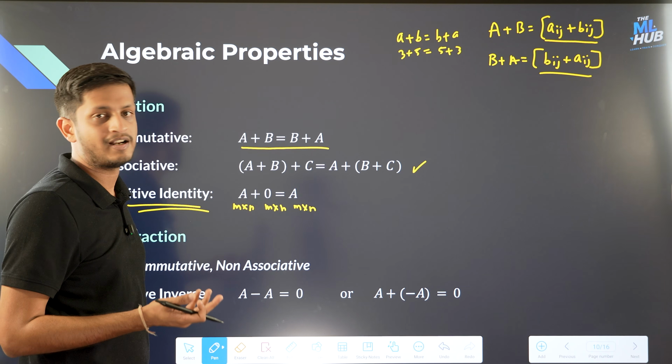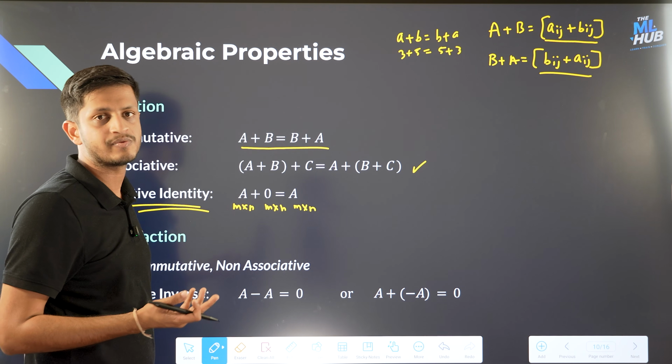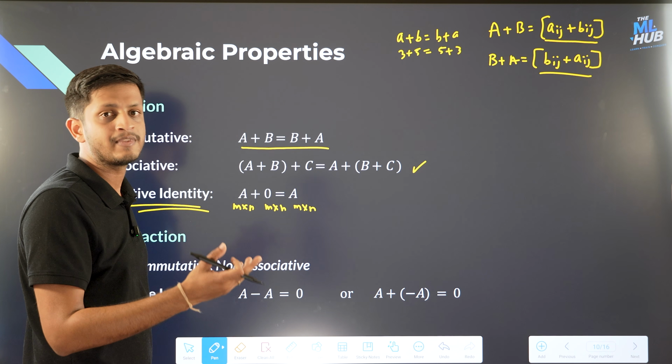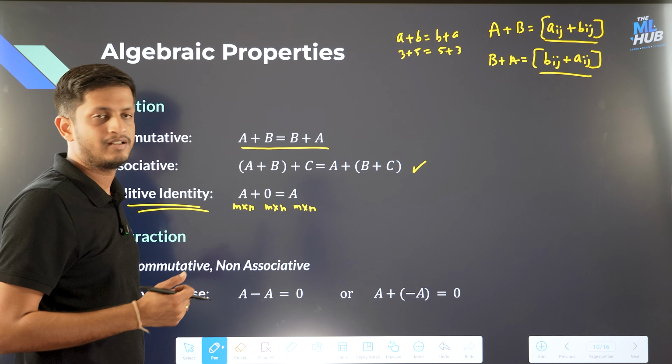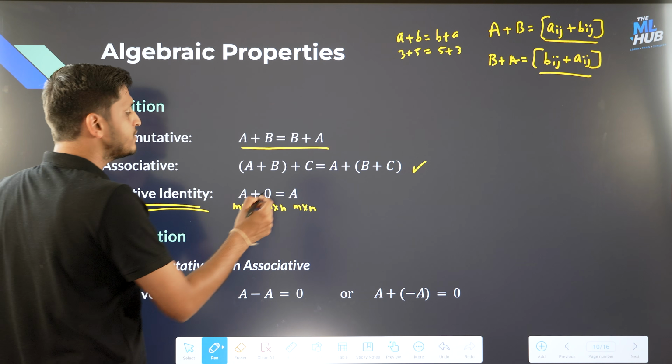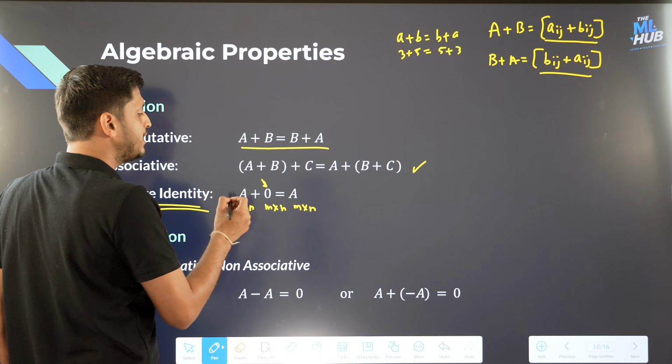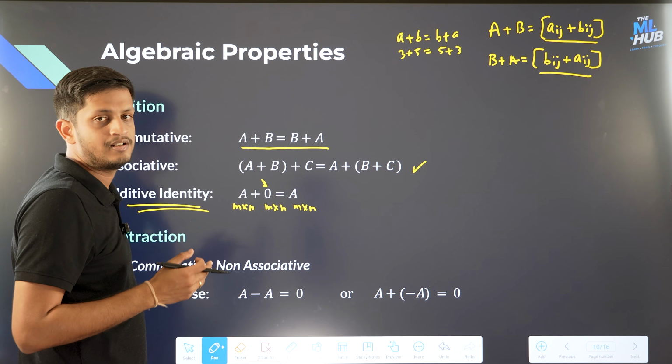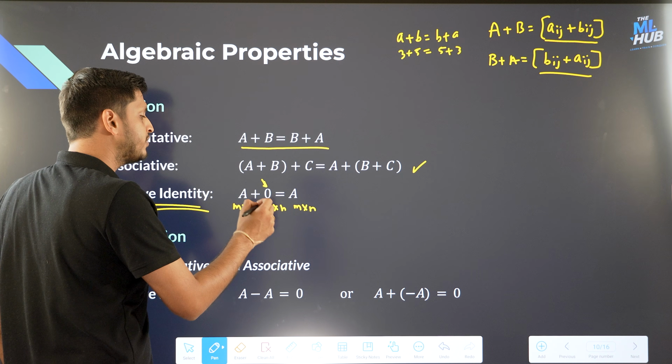This is called additive identity. Later we will see multiplicative identity as well. What number should I multiply such that I get the same matrix back, right? So the additive identity means what you should add to a matrix such that you get the same matrix. So that is a 0 matrix of size m cross n.